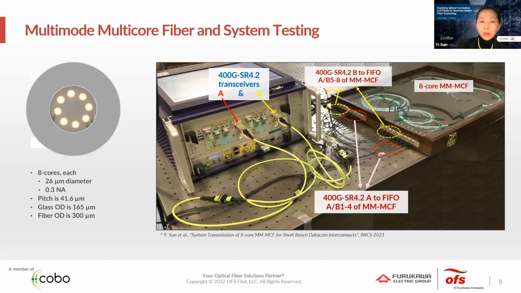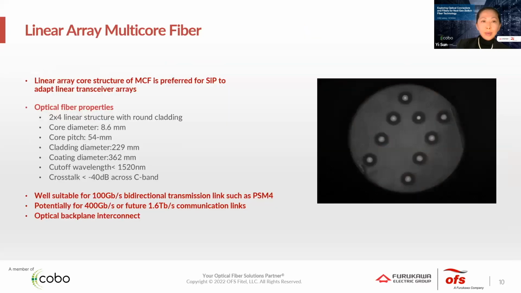I'd like to re-emphasize SR4.2, that's a BiDi transceiver, using two wavelengths at 850 and 910 nanometers, two wavelengths to double the optical density. And here shows a linear array multicore fiber, which is preferred for silicon photonics to adapt linear transceiver arrays. And here are the optical fiber properties.